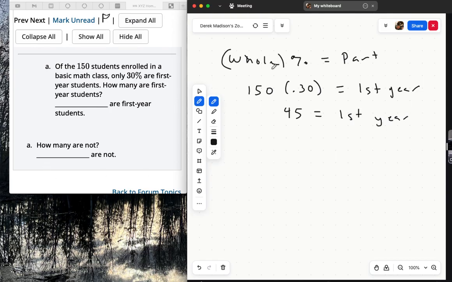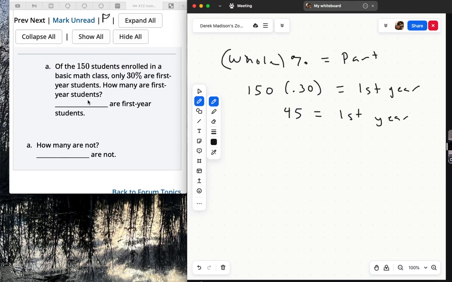And like I said, this setup works. It's always going to be the big number times the percent is going to make the small number, as long as that percent is under 100%. But this is a pretty good way to think of it. If it had said instead, 70 students are first year students, which is 45% of the total, then we would know the 70 was the part, we would still have the percentage, and we would be finding the whole in that case. The second part of this one is saying if 45 are first year, how many are not?